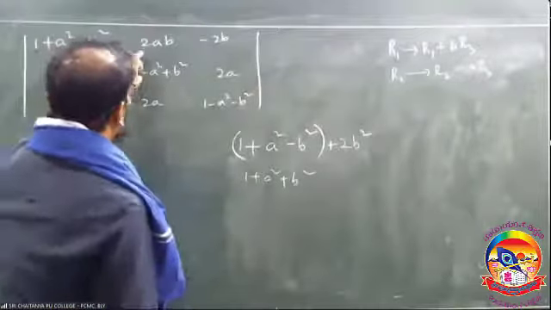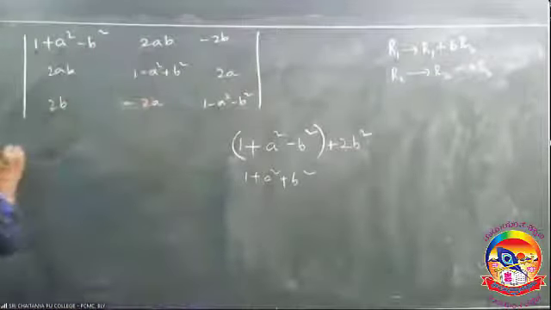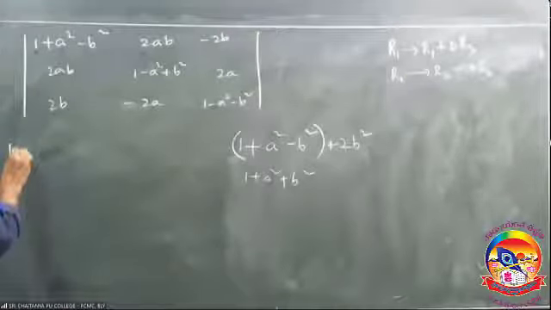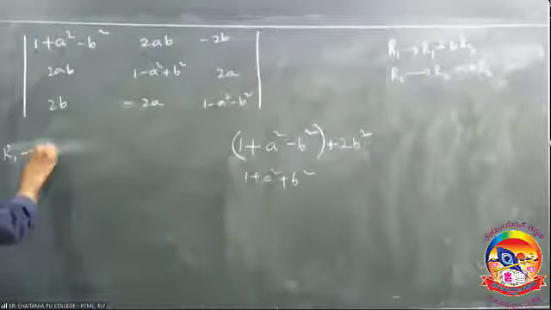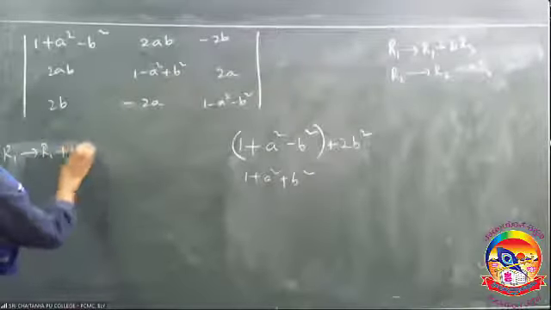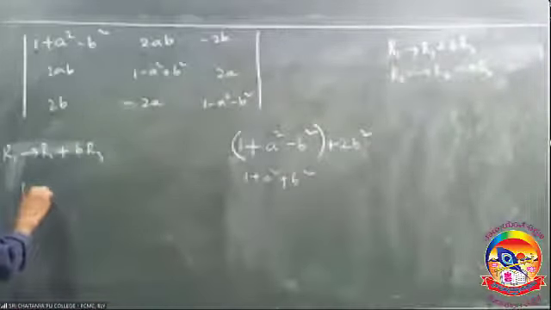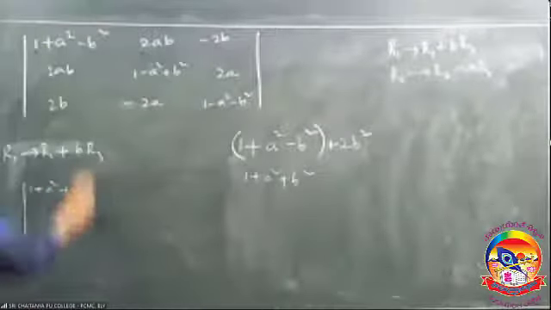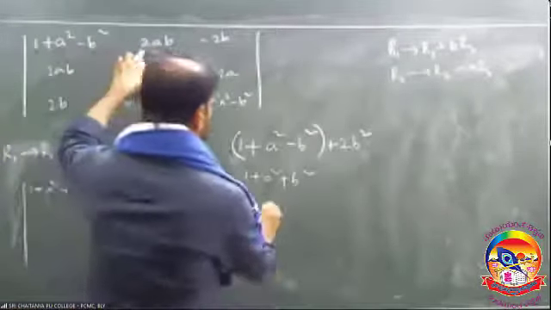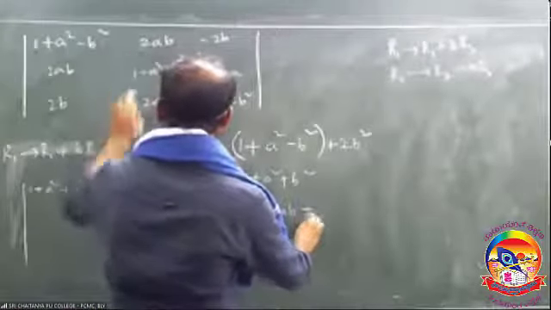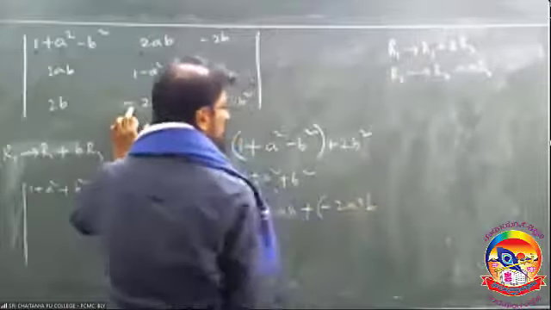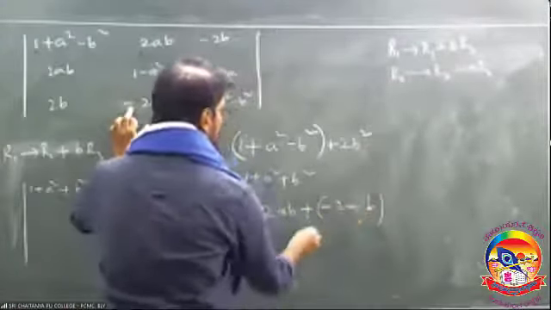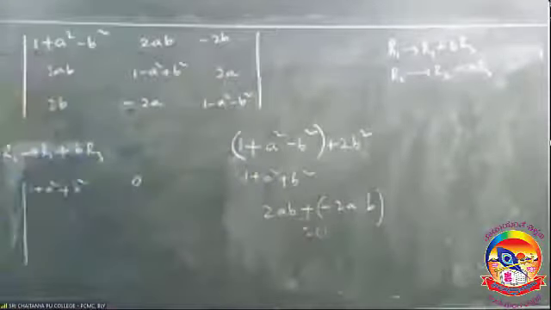Similarly, on the next step, observe, R1 changes to R1 plus b into R3. So you are going to get 1 plus a square plus b square. And here 2ab, plus minus of 2a into b into R3. So here it becomes minus 2ab plus 2ab, it is 0. I think you got it.